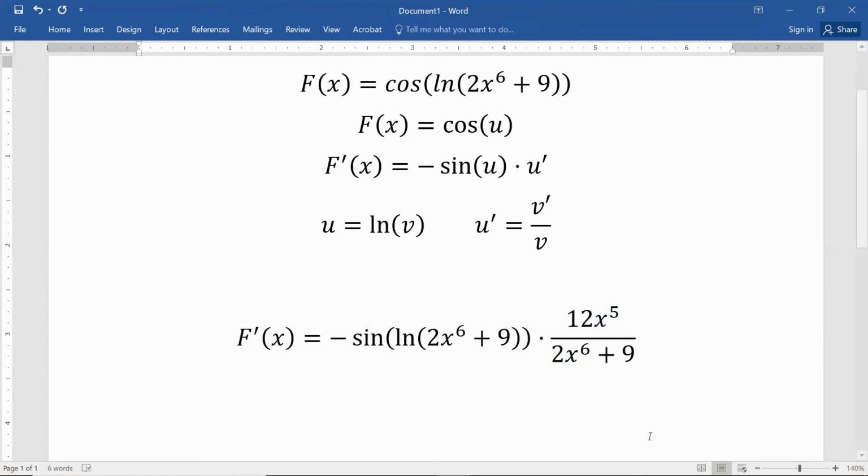So it's a fairly complicated thing, but if you take your time and are willing to introduce new variables, you can take derivatives of these really complicated functions. Here we have a composition of 3 different functions. We have our polynomial inside a natural log, which is inside a cosine.